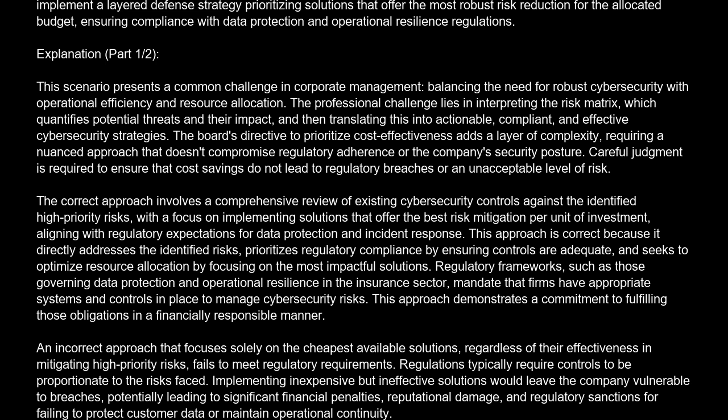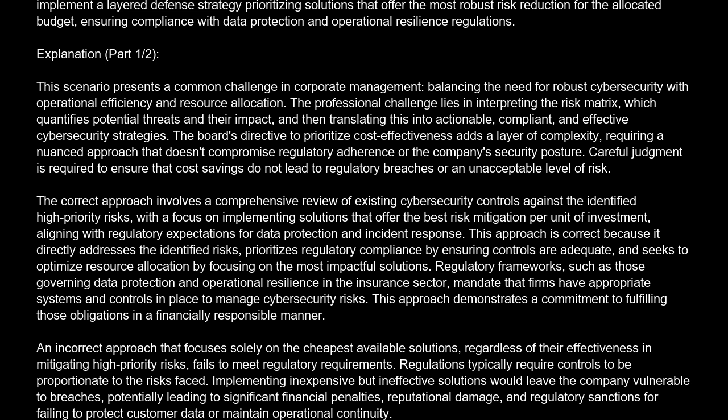Regulatory frameworks, such as those governing data protection and operational resilience in the insurance sector, mandate that firms have appropriate systems and controls in place to manage cybersecurity risks. This approach demonstrates a commitment to fulfilling those obligations in a financially responsible manner. An incorrect approach that focuses solely on the cheapest available solutions, regardless of their effectiveness in mitigating high-priority risks, fails to meet regulatory requirements. Regulations typically require controls to be proportionate to the risks faced.